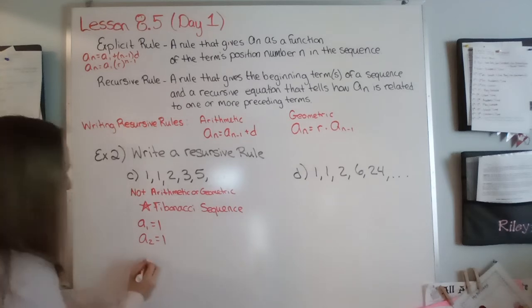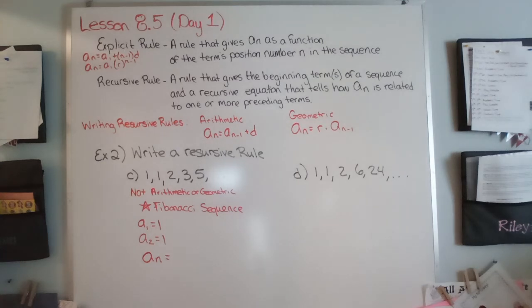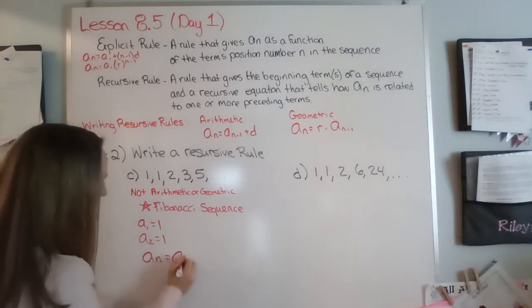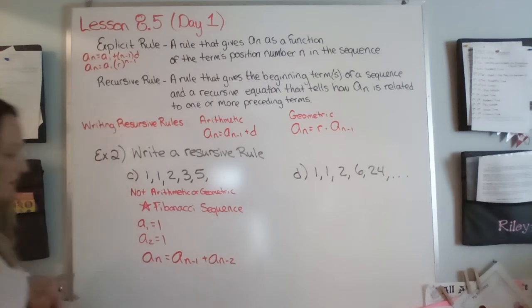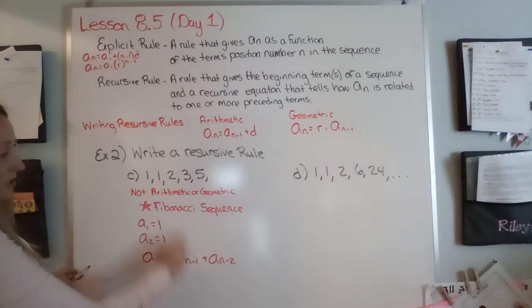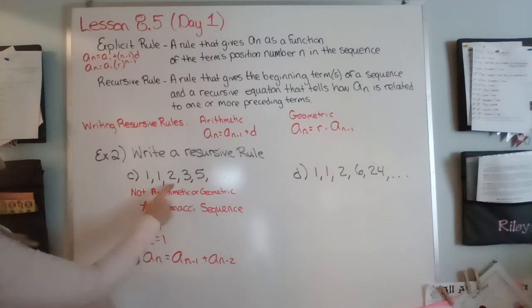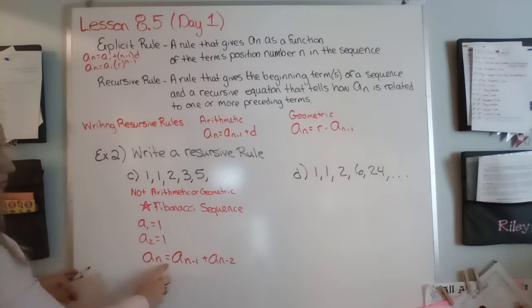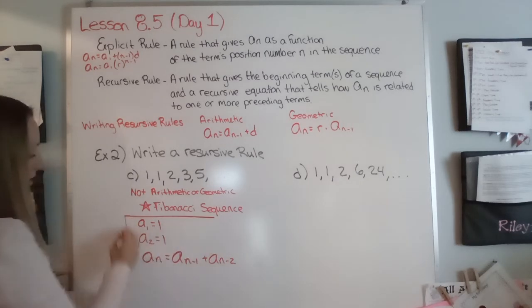All right. So a sub n is equal to a sub n minus 1 plus a sub n minus 2. We'll think about that for a second. A sub n minus 1 plus a sub n minus 2. So think of a sub 3, the third term. A sub 3 is equal to a sub, well, 3 minus 1 would be 2, the second term, and a sub 3 minus 2 would be 1, this term. So if I'm thinking about the third term, this is saying the third term is equal to the second term plus the first term. All right, and that is the rule for the Fibonacci sequence.